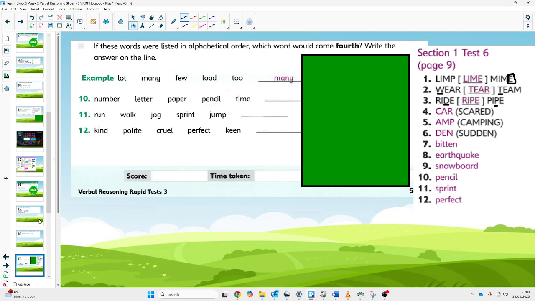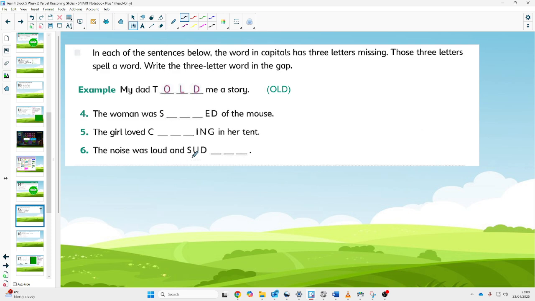Now, probably need to illustrate on these ones how we write the letter in here. So use the sentence. The woman was something of the mouse. Well, what would she be? She would be scared of the mouse. So the missing 3-letter word is car. So that's really important. Without the sentence, these would be quite challenging because you wouldn't have any context to the word. So the sentence is really the clue.